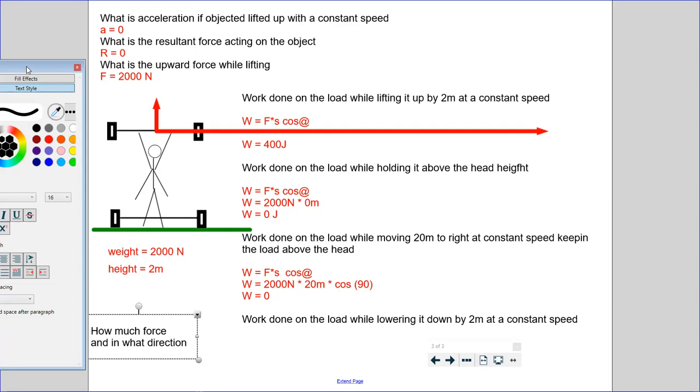How much? I feel that's the right direction, but how much? To make the resultant 0, the 2000 Newton weight is downward. So to make the resultant 0, that's right. So Fatma, what should be the force and in what direction? How much force in what direction to make the resultant 0 if the weight is downward?